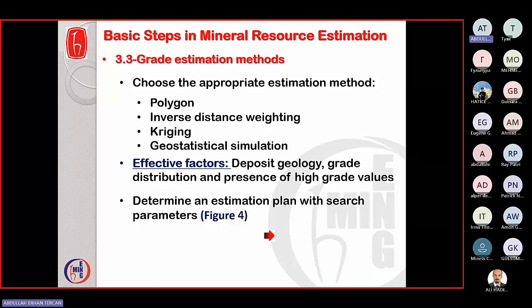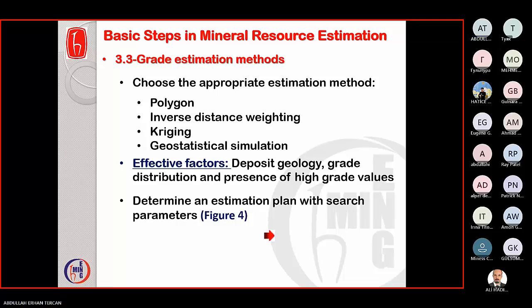Now we must choose the estimation method. There are plenty of them. Polygonal one, inverse distance technique, kriging, and geostatistical simulation are the methods that you can use during mineral resource estimation. The factors are deposit geology, grade distribution, and presence of high-grade values. During estimation, you must determine an estimation plan with search parameters such as the size of search ellipsoid, number of minimum and maximum samples in search ellipsoid, and number of passes as well.